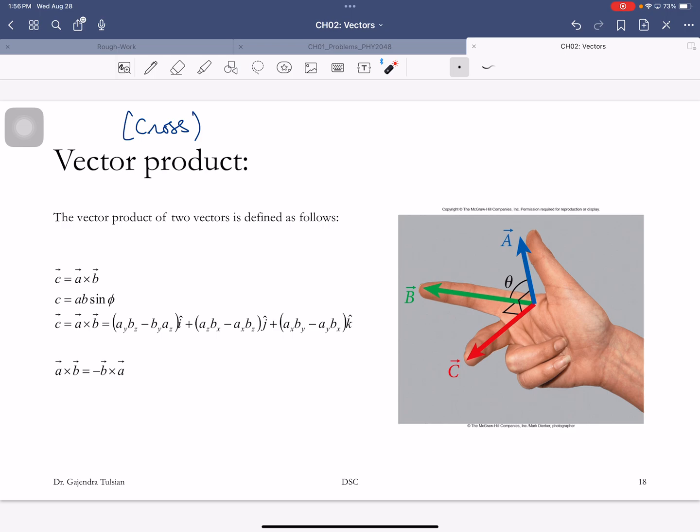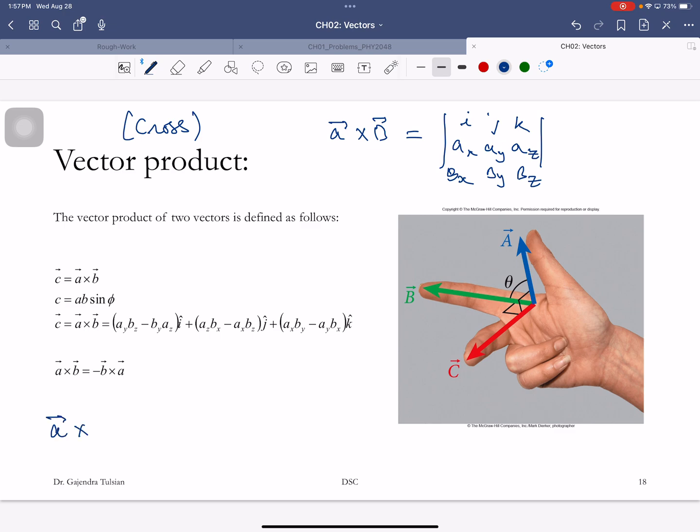Now I'll show you how I remember it. When you do determinants, here you can write this in terms of determinants. Okay, so there's the cross product. But here's how I like to remember it.